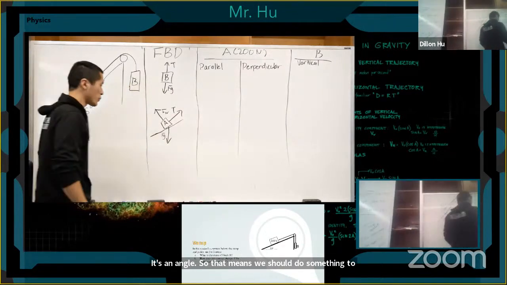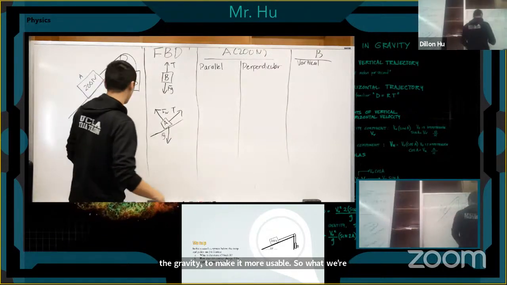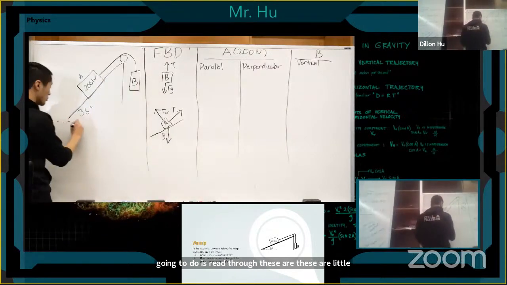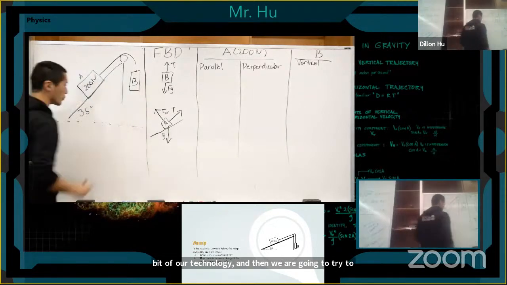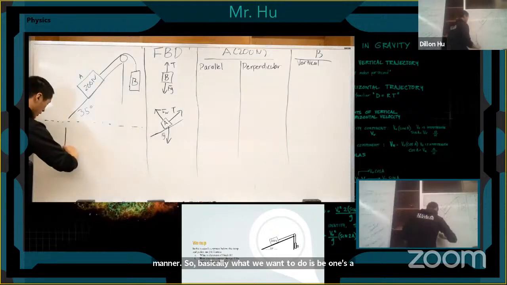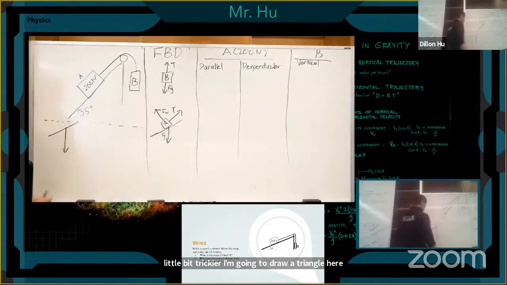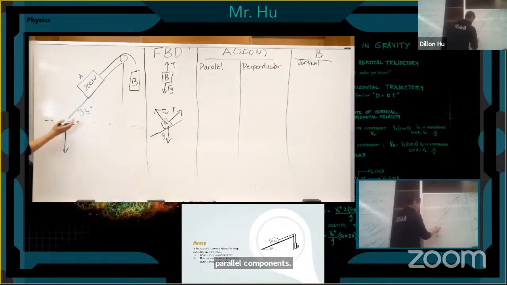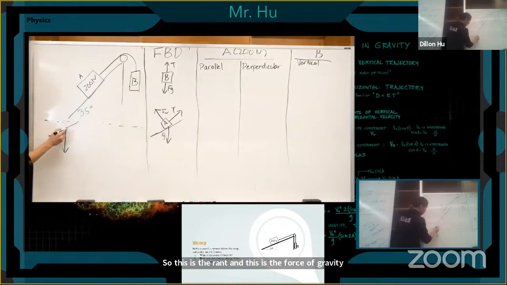What we're going to do is use a little bit of our trig knowledge here, and then we are going to try to decompose gravity into a more usable manner. I want to draw a triangle here that allows us to decompose gravity into perpendicular and parallel components. So this is the ramp and this is the force of gravity here. I can draw a right triangle with this side being perpendicular to the ramp, and this side being parallel to the ramp.